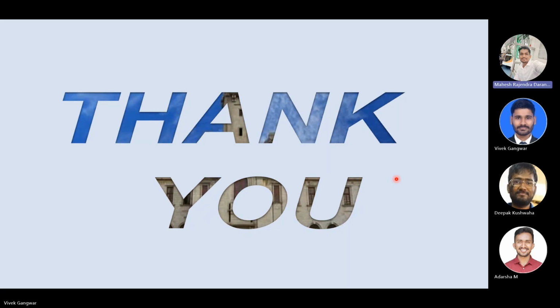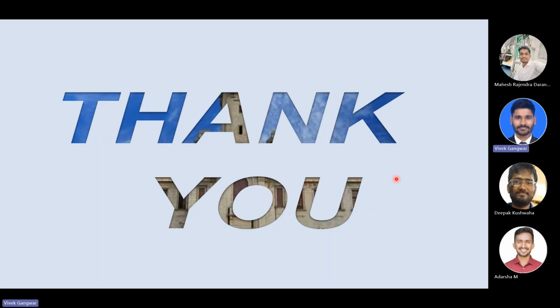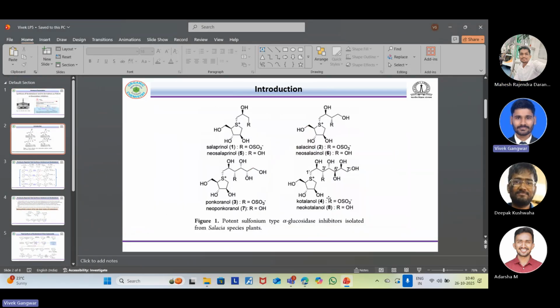So that compound is a natural product. This one. First, your title slide. These are potent sulfonium salts isolated from Salacia species. What is the use of this? Any application? They are used like glycosidase-type enzyme inhibitors, and they also calculated the IC50 for this.